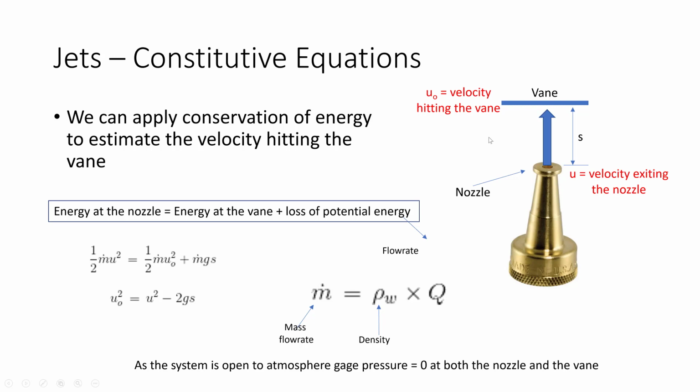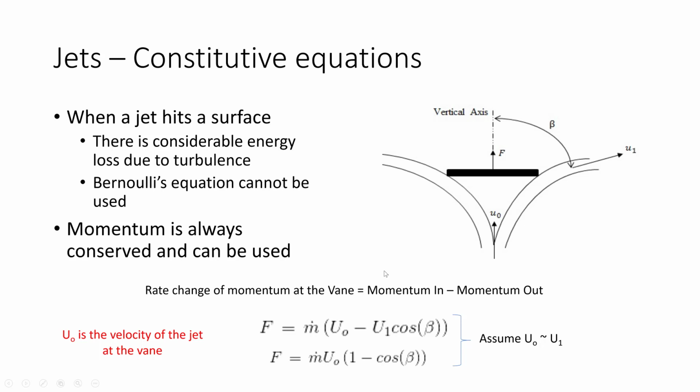If I rearrange this, I can calculate the velocity with which the fluid is going to hit that vein: u naught squared is equal to u squared minus 2gs. If I take the square root on both sides, I can calculate this velocity u naught. Okay, so once we have that, we start our focus and look at what happens right at that vein, or right at that obstruction.